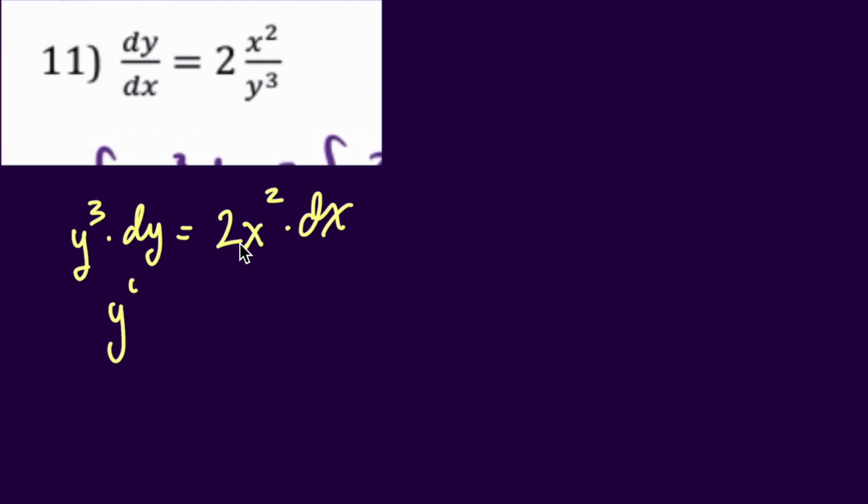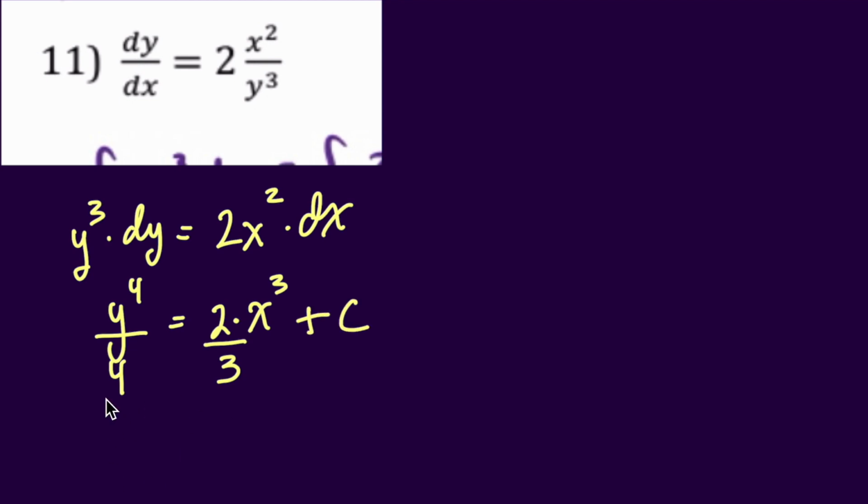On the left, we're going to have y to the fourth over 4. Here on the right, we're going to have x cubed, and then we're going to divide by the new and improved exponent. So we added 1, got to 3, and then divided by the new exponent. And then we're going to add a plus c.